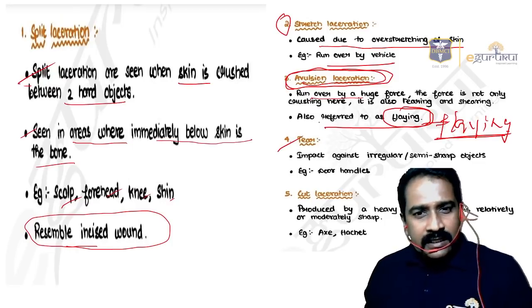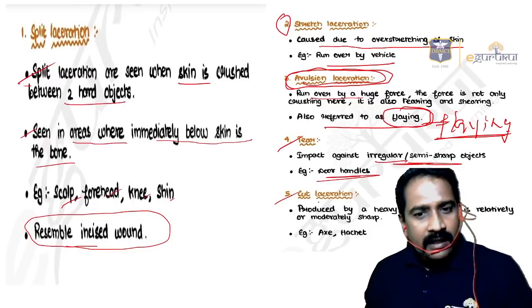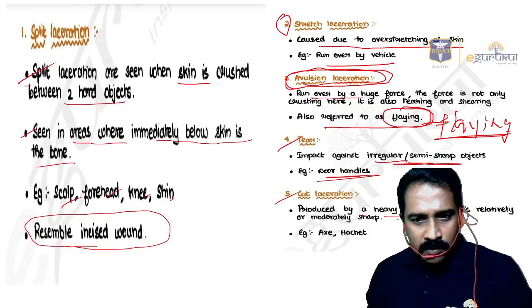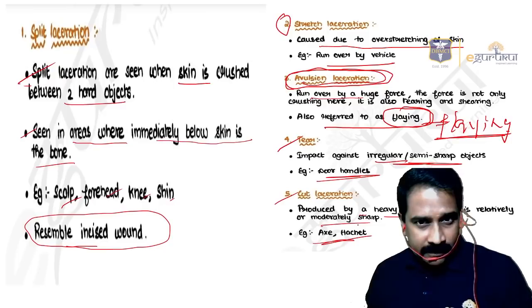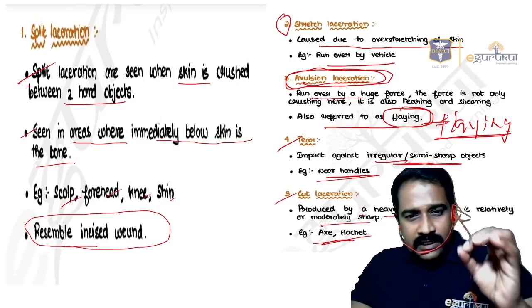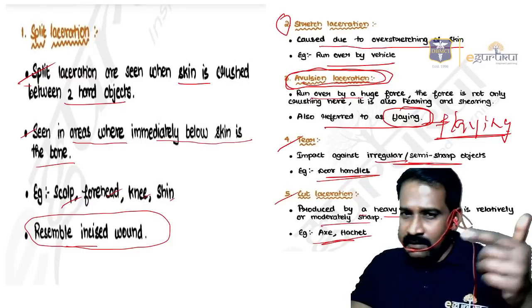Repeated question for us. Then tear lacerations: impact against irregular or semi-sharp objects like door handles. Cut laceration is produced by a heavy object which is moderately sharp, like an axe or a hatchet. So stretch, avulsion, tear and cut, split, of which split and avulsion laceration are very important.